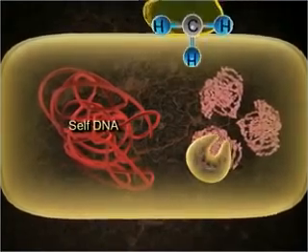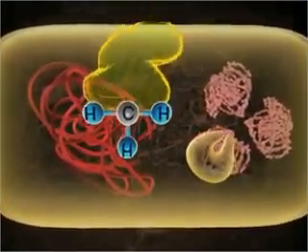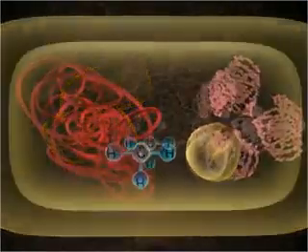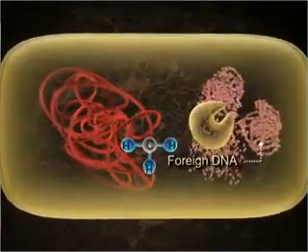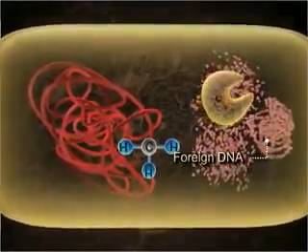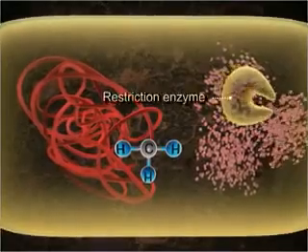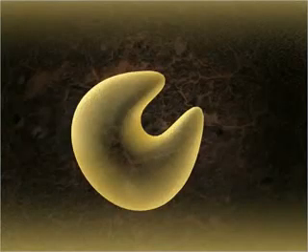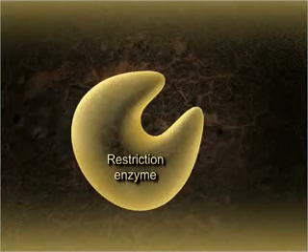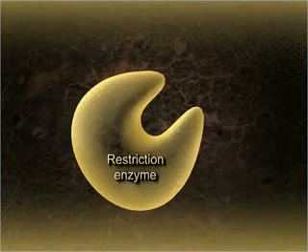Self-DNA is modified, methylated by the host's modification enzyme, whereas the foreign DNA is unmethylated and so is cleaved by the restriction enzyme. Hundreds of restriction enzymes have been isolated and purified from different species of bacteria.